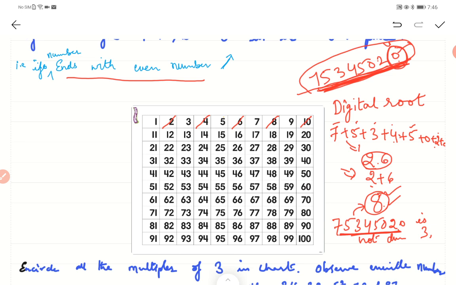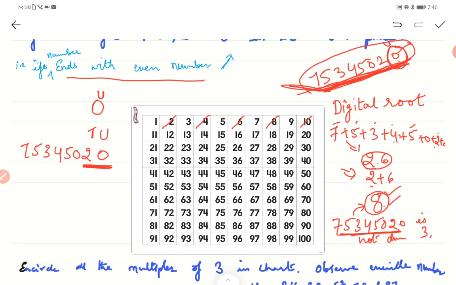So for 2, you can easily remember. For 4 now, for 2, what we did, we had checked the number at units place, isn't it? So for 4, you will check the numbers in the last 2 places, that is units place and tens place. Okay, let me take the same number, 75345020. We are going to check the last 2 places of the total number.